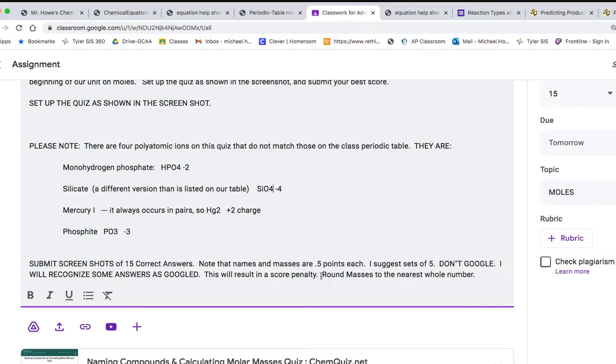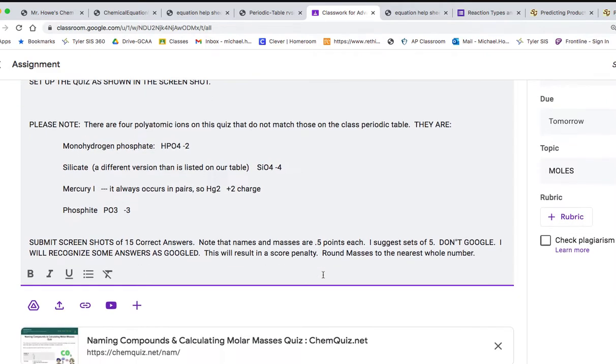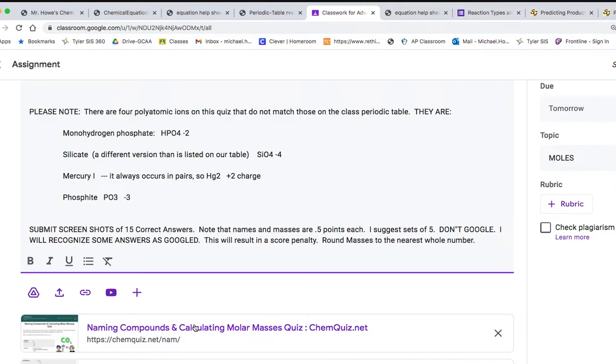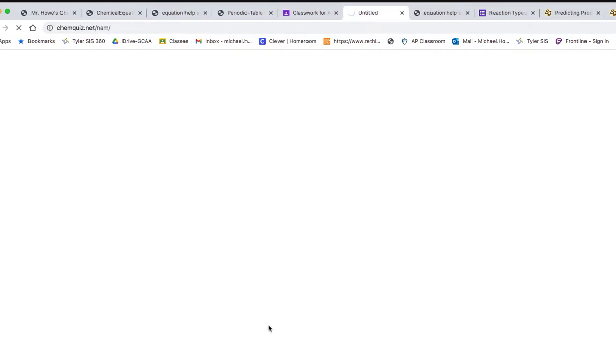Then you're going to round your masses to the nearest whole number. If you miss one, it'll give you the answers to the nearest hundredth, but if you had it right to the nearest whole number, it will count it correct. All right, so we'll go ahead and do a couple of example problems.